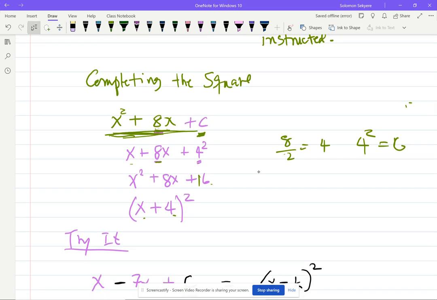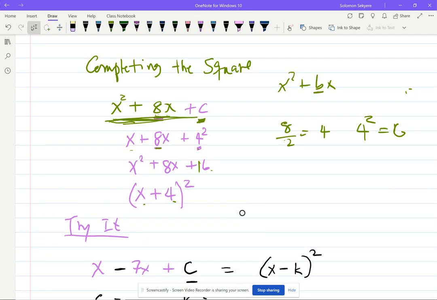All right. So if you have x² + bx, you take this b here, divide by 2 and square it. That's the number that you add to make it a perfect square. So once you do this and you get x² + 8x + 16, this is now a perfect square. What is it? It is (x + 4)².